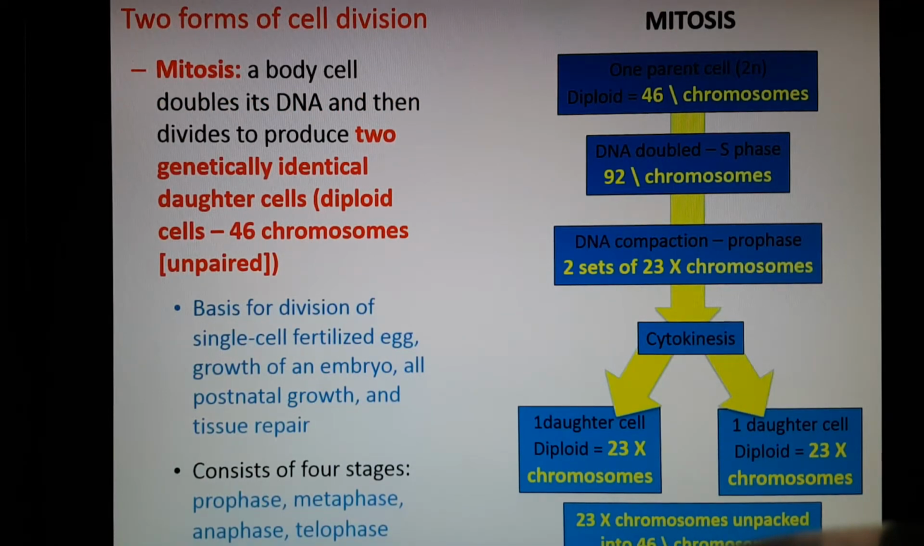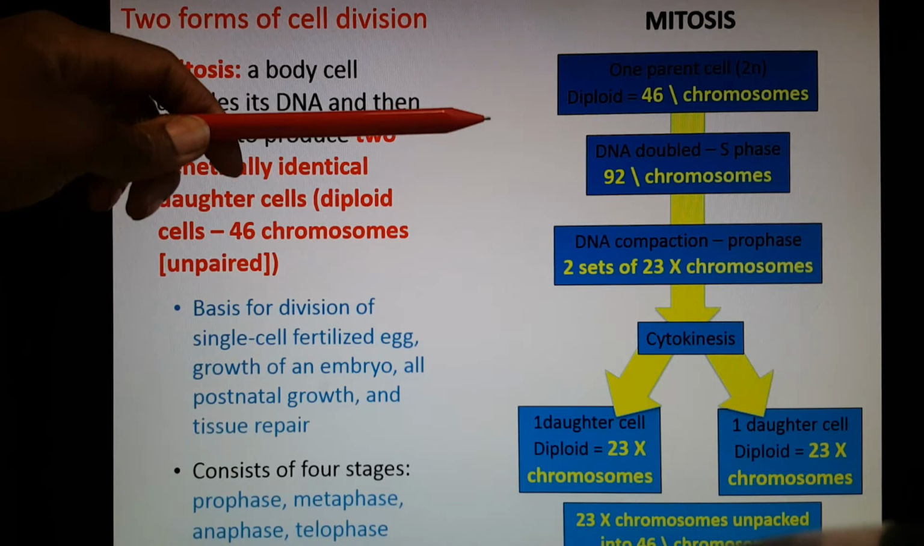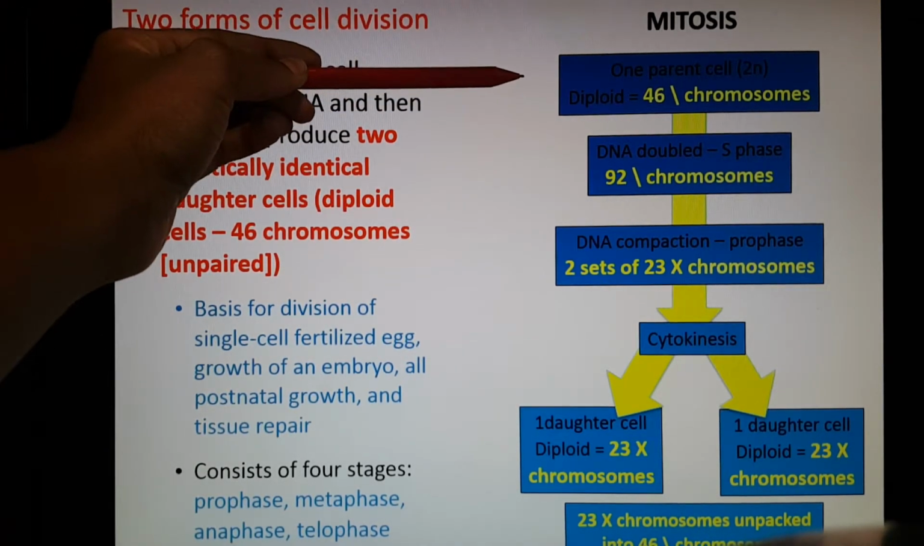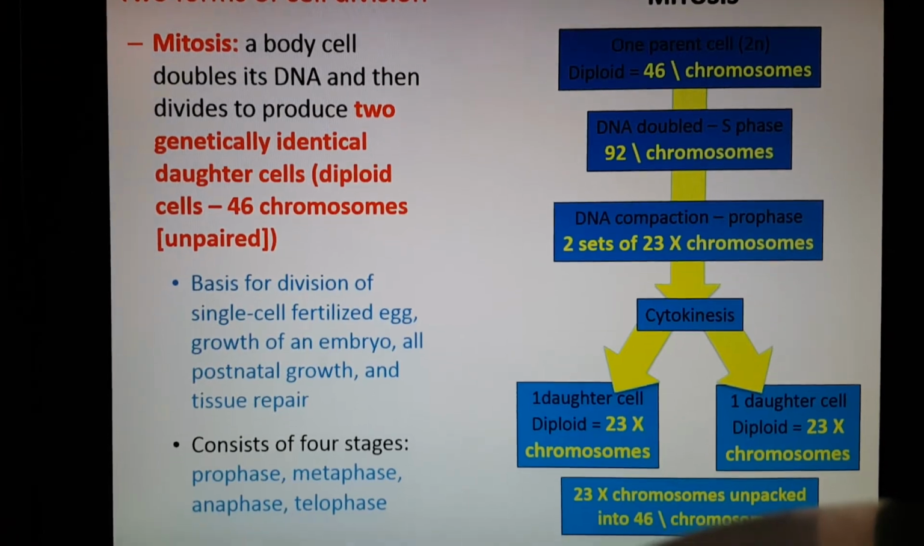Okay, so there's two types of cell division. I'll quickly go over mitosis again and the numbering of the chromosomes. So again, mitosis produces two genetically identical daughter cells. So I'll go to my little flow chart here. Again, this chart is not in your book. So we start off here with our one parent cell, which you guys can't see.